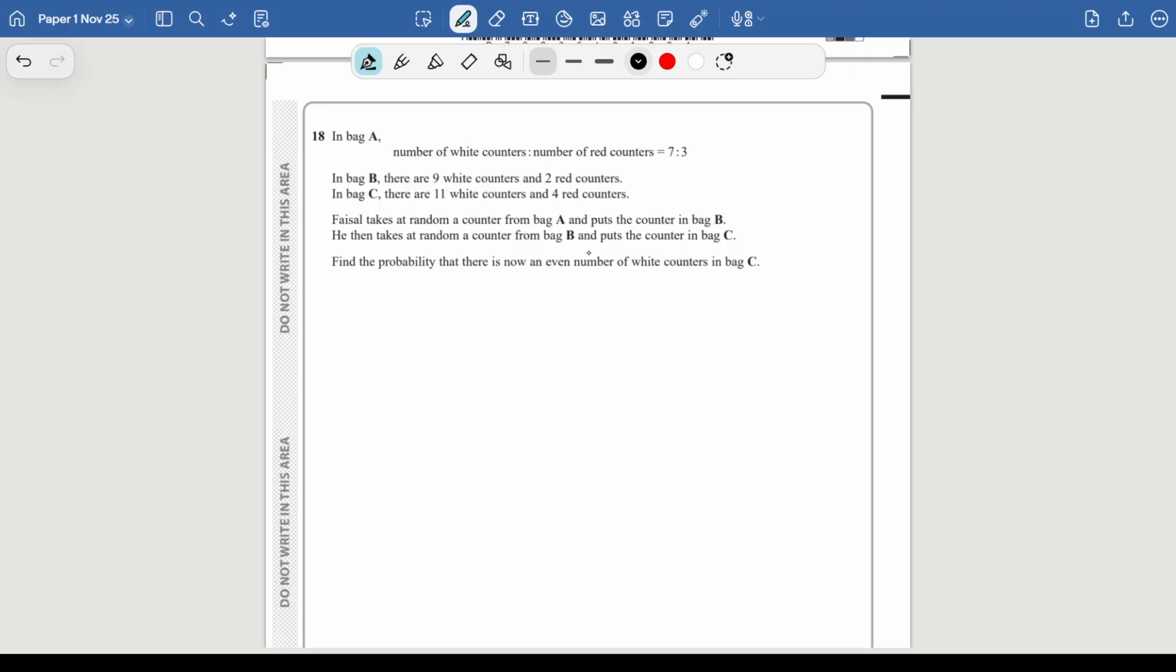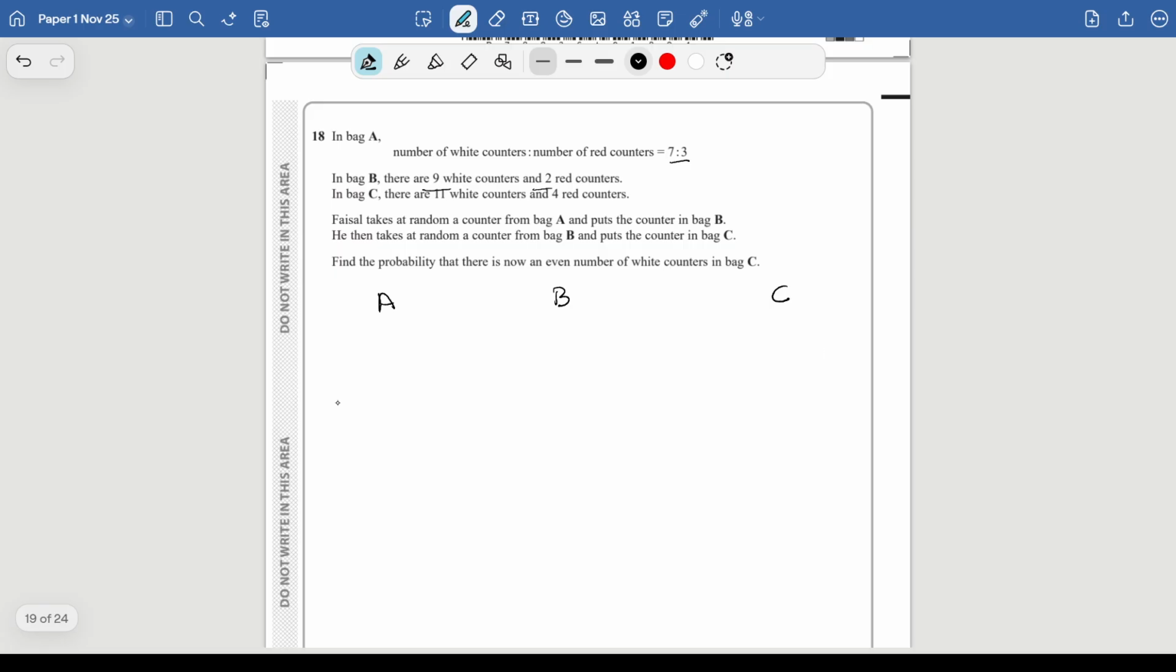Well, there are so many things we need to consider here. There are 3 bags here, bag A, B and C, each with a certain number of counters. Bag A has white and red, and B has certain numbers here. Now, Faisal is taking one counter from bag A and puts it in bag B, and then takes a counter from bag B and puts it in C. He's just taking one counter from each of these bags. Finally, you need to figure out the probability that there is now an even number of white counters in bag C.